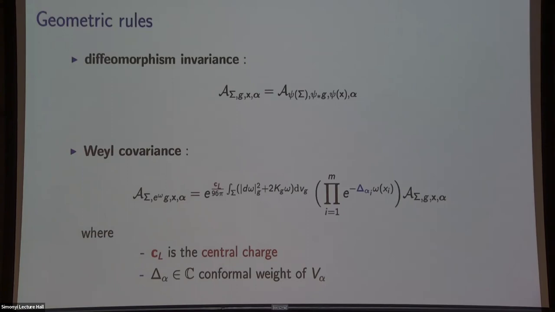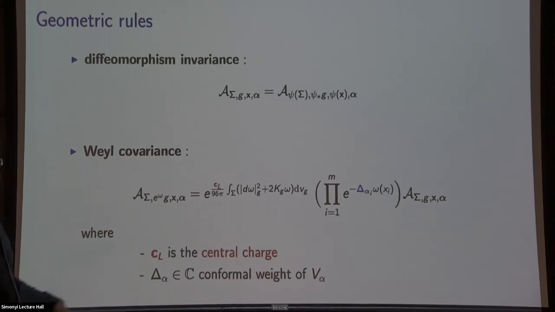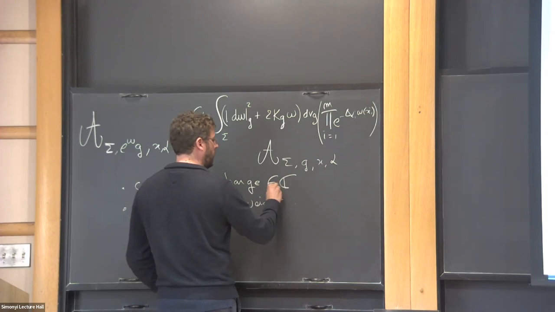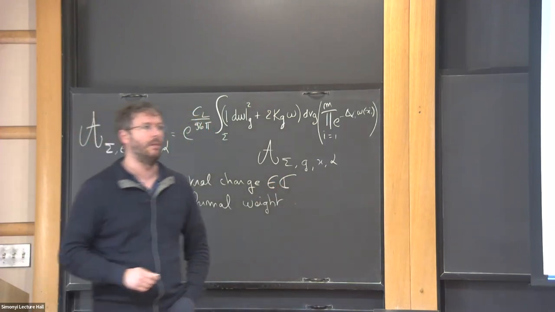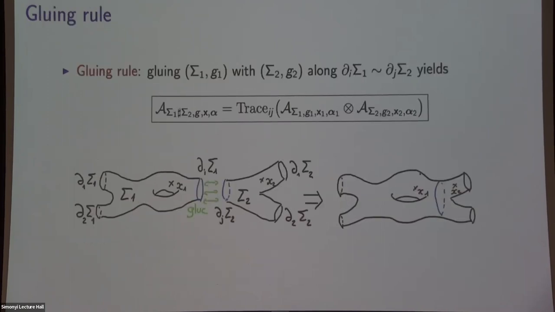So the C is a parameter in his axiom. It's a parameter. So in physics, in great generality, it can be complex. And delta alpha also are conformal weights. Okay, and the gluing rule is the following.